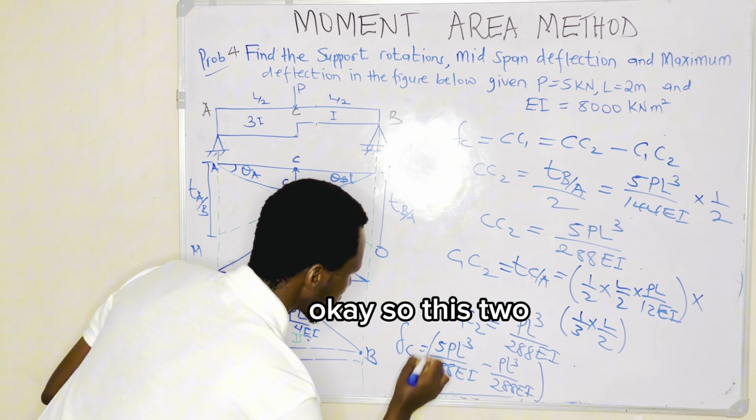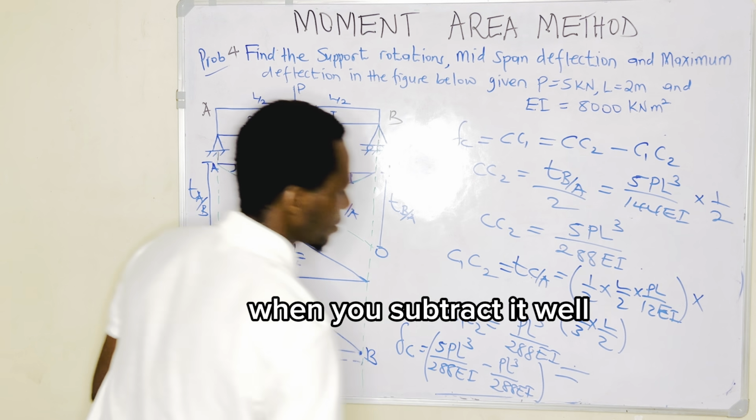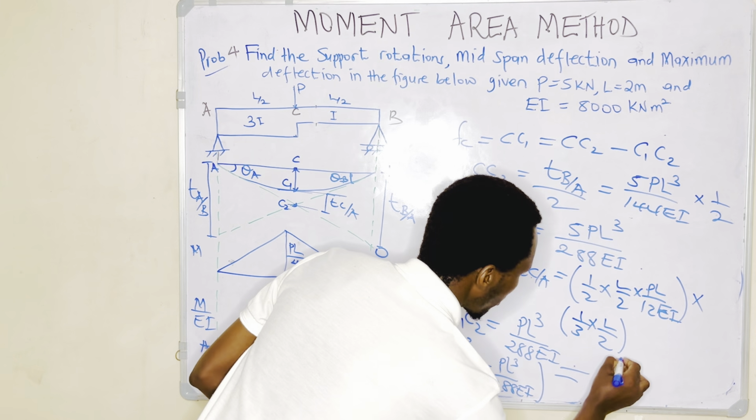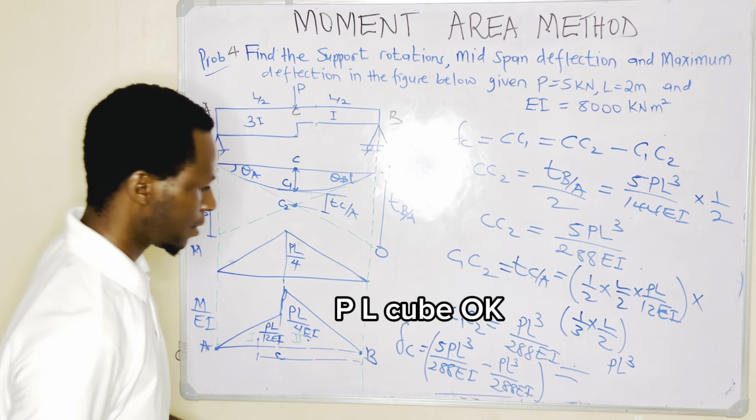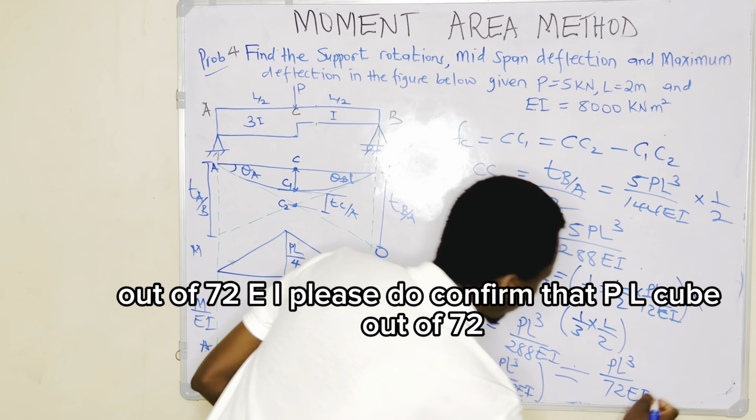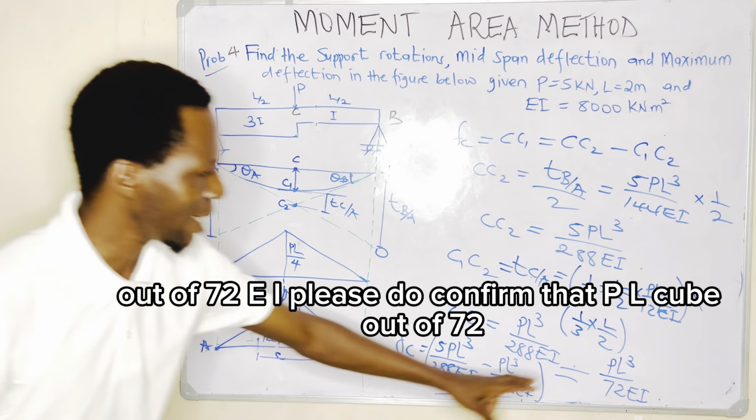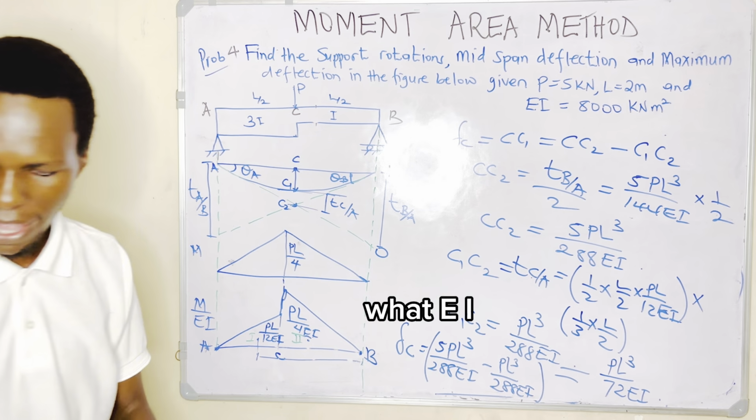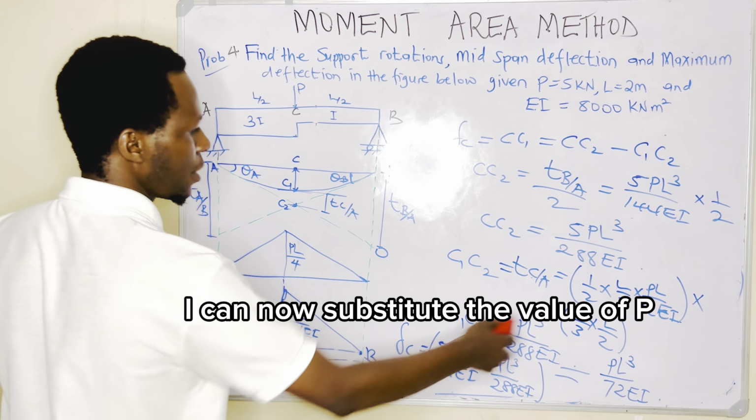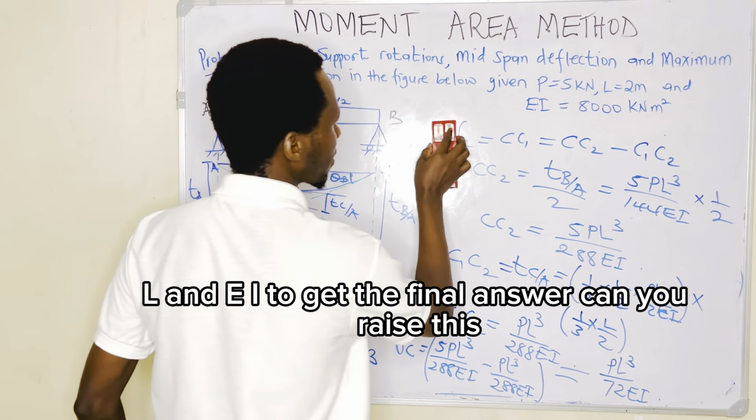Okay? So these two, when you subtract them well, you're going to simplify it and you'll get what? PL cubed out of 72 EI. Please do confirm that. PL cubed out of 72 EI. So that's what we have. So I can now substitute the value of P, L and EI to get the final answer.